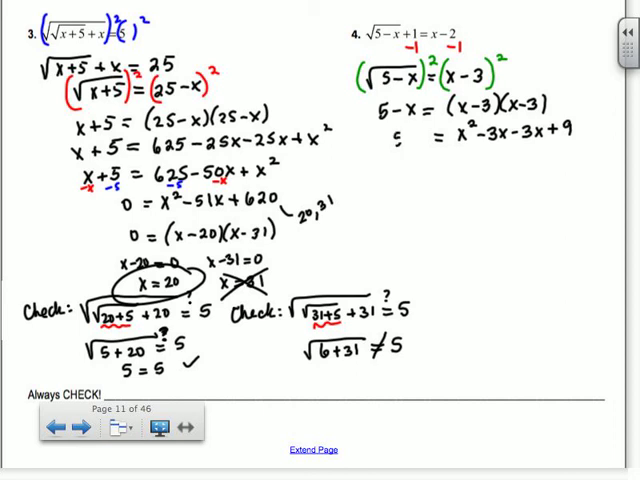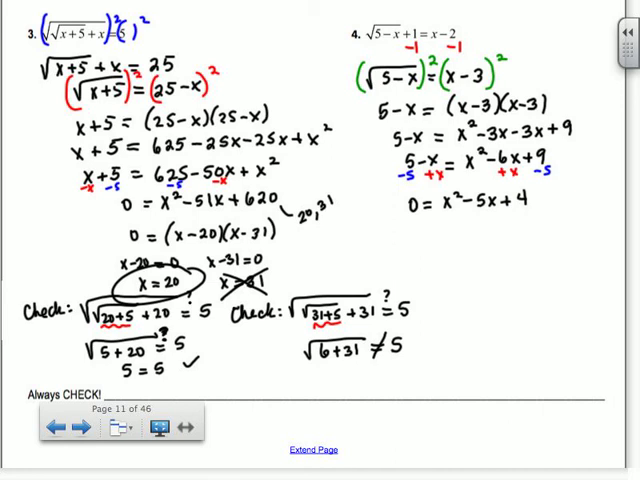I have 5 minus x. Combine your like terms, I get x squared minus 6x plus 9. And I still have my 5 minus x. I want to get everything on one side, so I'm going to add x over. Plus x, plus x. I'm also going to subtract 5. So I'm going to get 0 equals x squared minus 5x plus 4.